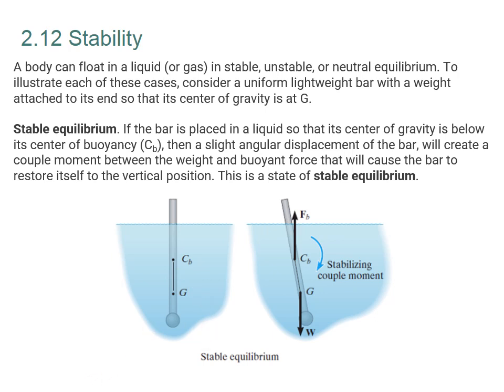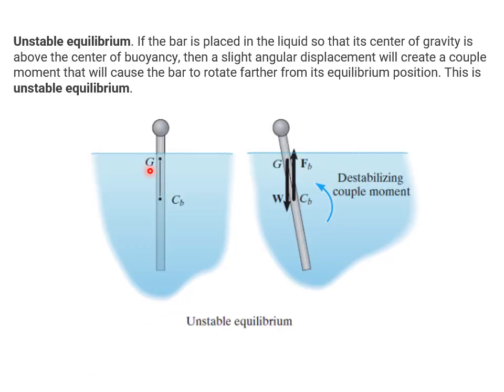Let's look at the other case of unstable equilibrium. That's a case where the center of gravity is above the center of buoyancy. In that case, if you set it exactly straight in the water, it'll stay where it's at. But any kind of force to push it over will cause it to destabilize, and it'll basically flip around. That's an unstable equilibrium kind of situation.